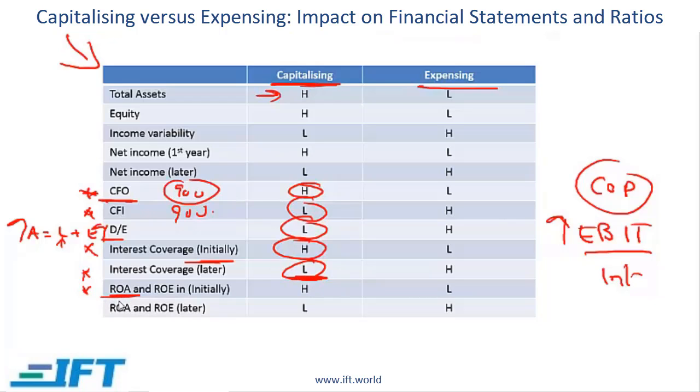Return on assets. Return on assets is net income over assets. In the initial year, the year where the money is spent, the net income is going to be higher for the capitalizing firm. The asset is also going to be higher, but generally the percentage increase in net income is much more than the percentage increase in assets. So overall, this ratio will increase.